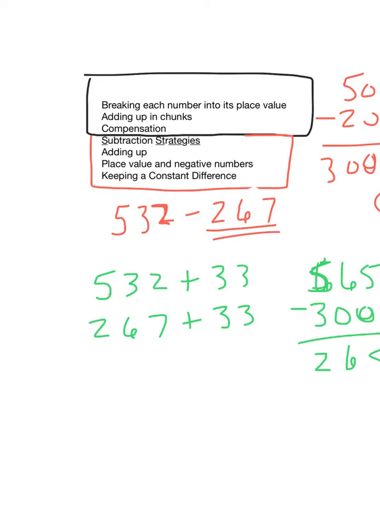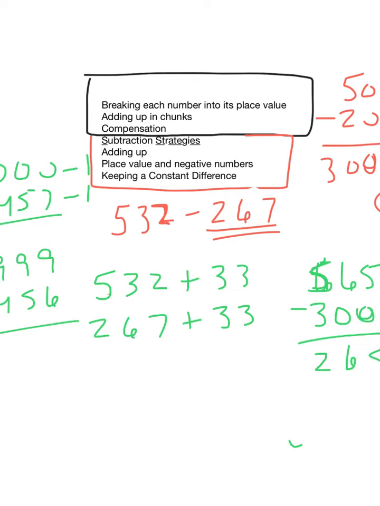Probably the friendliest way to use keeping a constant difference is actually in a situation like this. Let's say we were subtracting 5,000 from 3,457. Well, what happens? What if we subtract 1 from both numbers? Well, 5,000 then becomes 4,999. 3,457 becomes 3,456. Then we see that there's no borrowing. 9 minus 6, 90 minus 50, 900 minus 400, 4,000 minus 3,000, so you're left with 1,543.